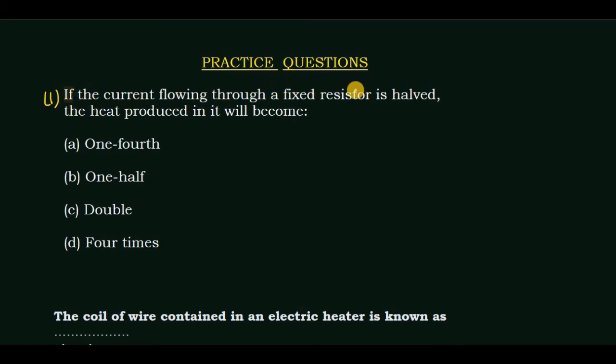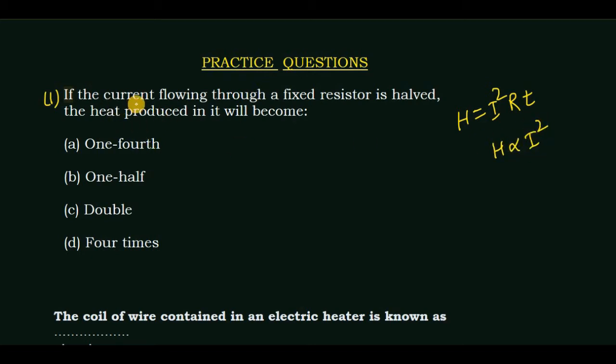If the current flowing through a fixed resistor is halved, we know the formula of Joule's law of heating, H equals I square R T. So here we can see the heat is proportional to what? If I write it like this, heat is proportional to the square of current. By the definition of Joule's law of heating, heat is directly proportional to the square of current. So the ratio of heat and current is in square form.